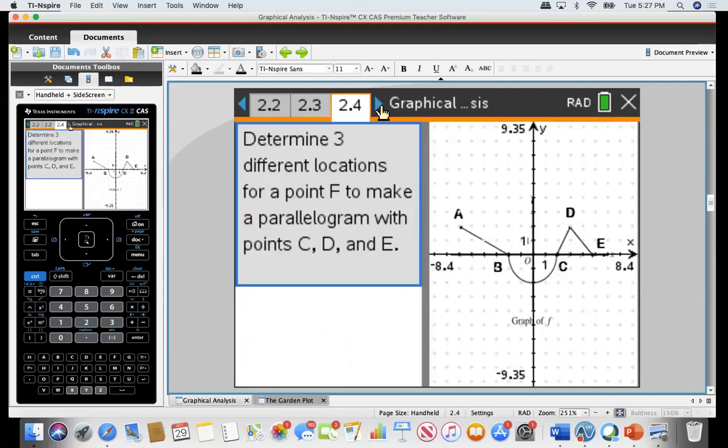Here, determine 3 different locations of the point F to make the parallelogram. Kids could actually drop points on there and see whether they're getting parallelograms, and use the tools to test their slopes. Use the geometry tools. Anyways, this is in your participation folder as well.